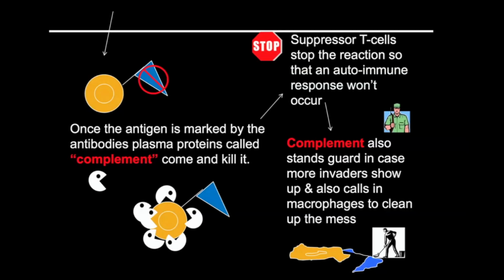If the suppressor T cells don't do this, then you will have an autoimmune response. Again, this is something they're looking at. What causes autoimmune responses? How do we stop it? Because it does cause a lot of diseases.